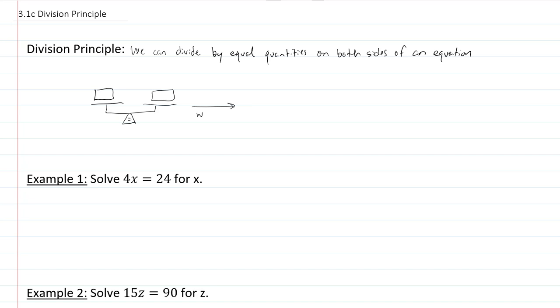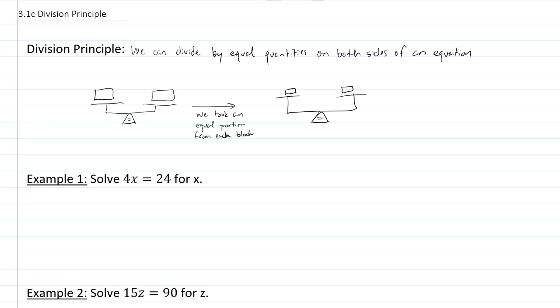If we took an equal portion from each block, say we took, like, I don't know, a third of each of these blocks. We divided by 3. This scale would still be balanced. This is all the division principle is stating.